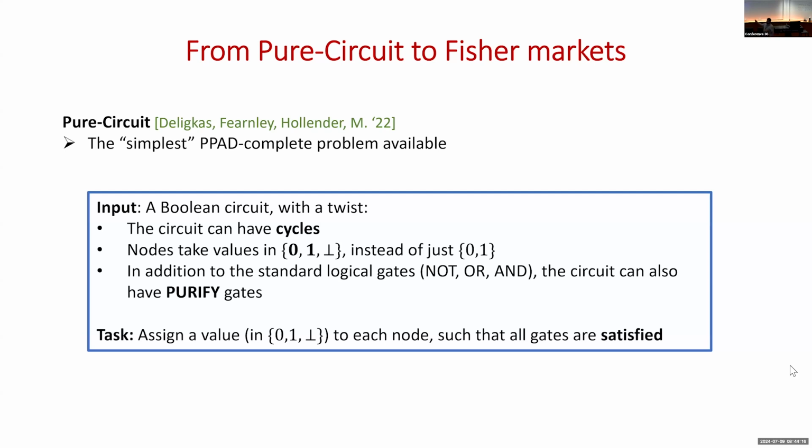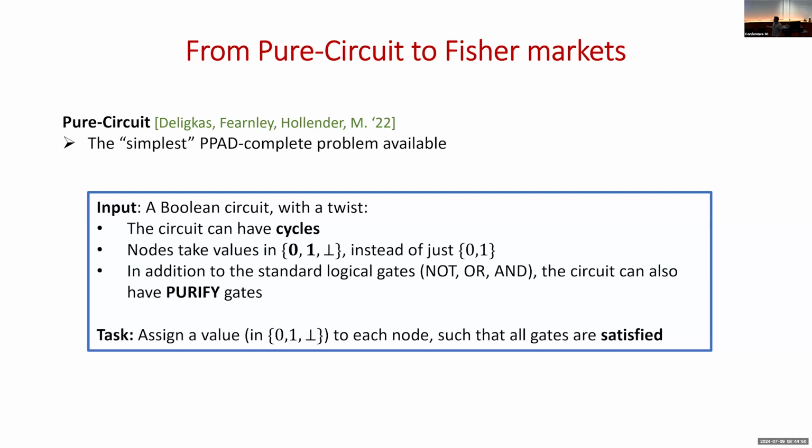It's a circuit that has cycles, and instead of its values being only 0 and 1, it also takes a garbage value, this one here. You can think of it as some value between 0 and 1. And also, on top of the standard logical gates of a Boolean circuit, it can also have something called a purification gate.